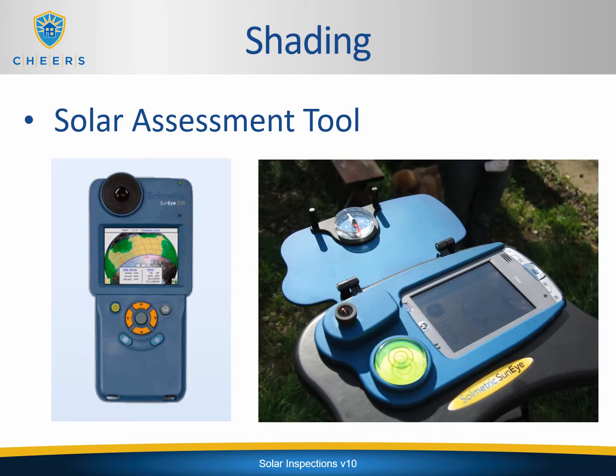And here we have two versions of the Solmetric SunEye. The one on the left is the more recent version, the SunEye 210, and then we have the original one there on the right. It used a PDA, which was kind of what we had at the time, but a little bit older, but they operate on the same principle. They use a fisheye lens on the device, and that takes a photograph of the surrounding area. The software within it then calculates the annual solar access based on those obstructions that it sees, and generates those values that you need to input into the FI calculator for the FI1.